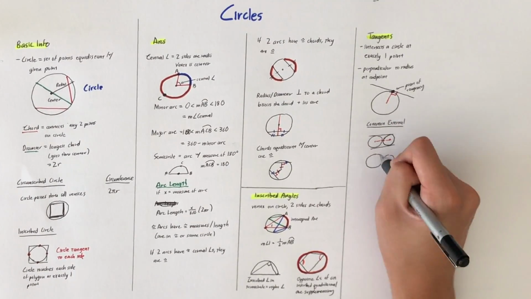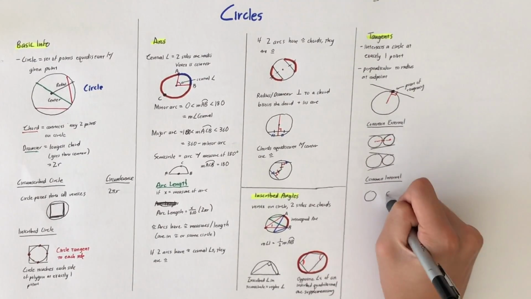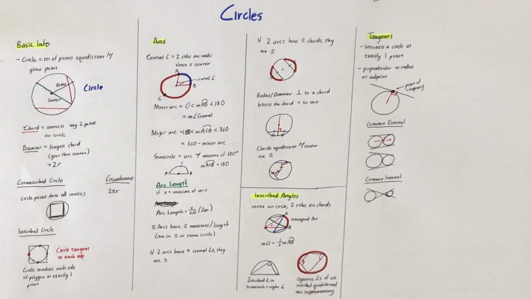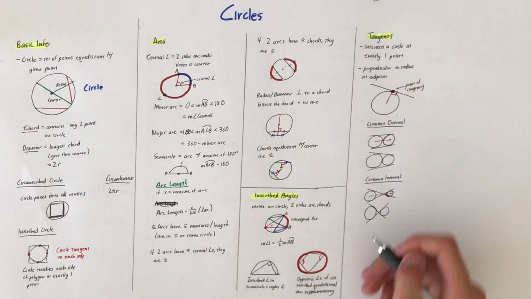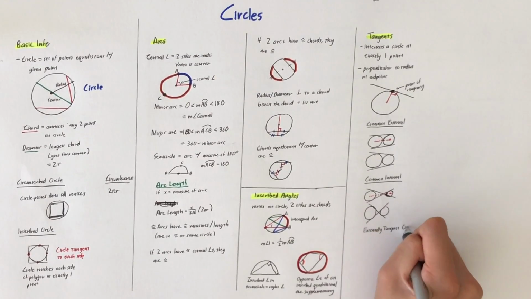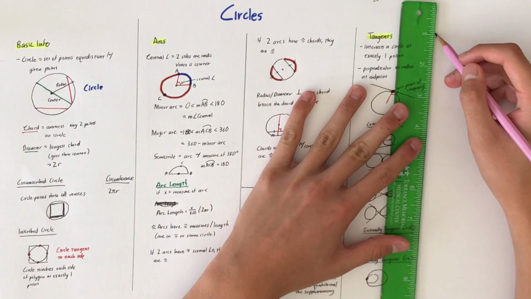So as you can see, these tangents don't pass through that segment. Common internal tangents do pass through that center segment, as you can see here. It goes right through that segment that connects the centers of the circles. So externally tangent circles are circles that are tangent to each other on the outside, while internally tangent circles are circles that are tangent to each other with one on the inside of the other.